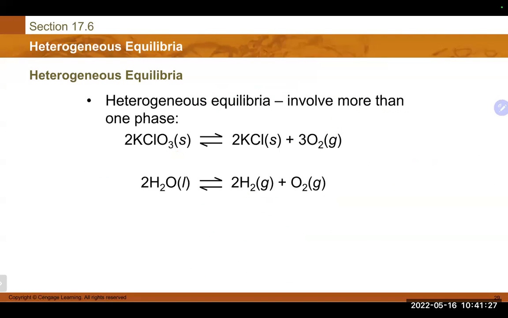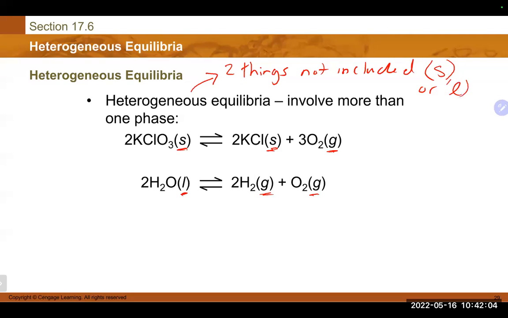Now, heterogeneous equilibrium is when we have everybody in different phases, so everybody's not in the exact same phase. On the first one here, a little decomposition reaction, we have our solids and we have our gases, and on the other one our liquid water going into our gases. As we talked about before, there really are two things that you do not include in the equilibrium expression. That's the two things we see here. One is anything that is a solid or anything that is a pure liquid.